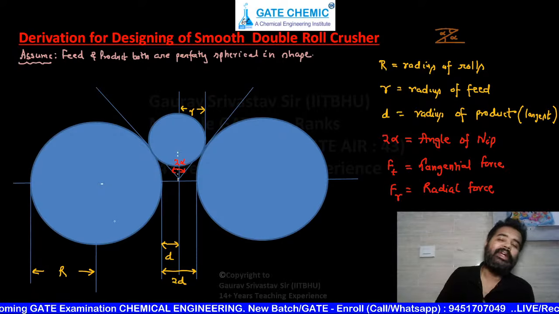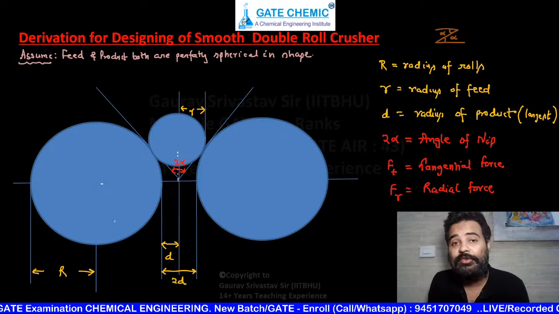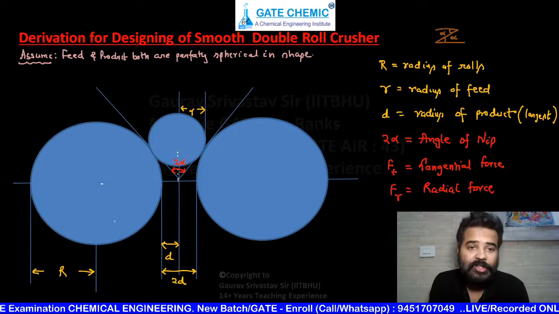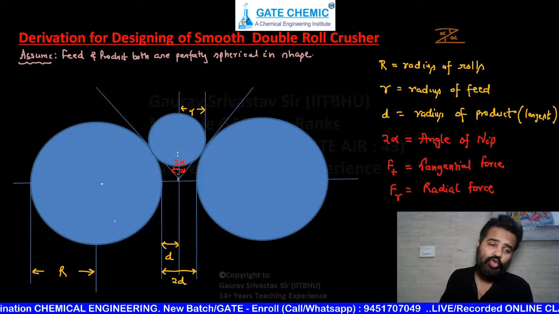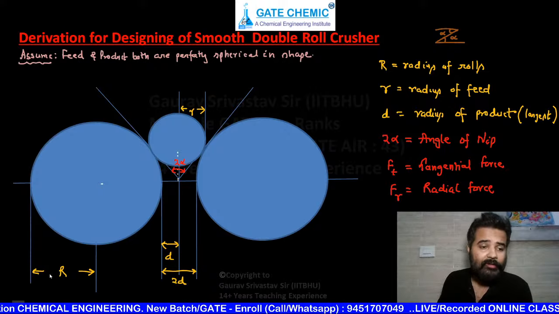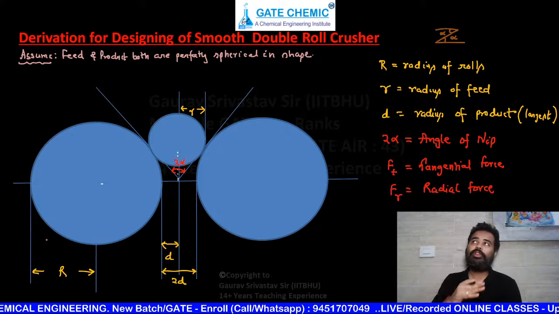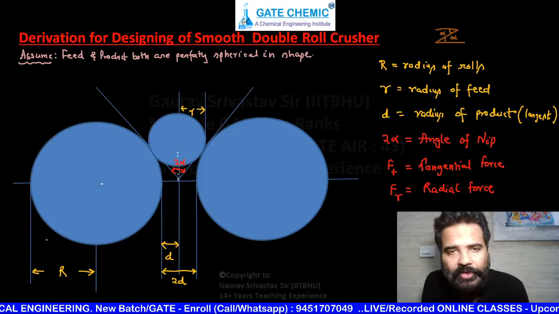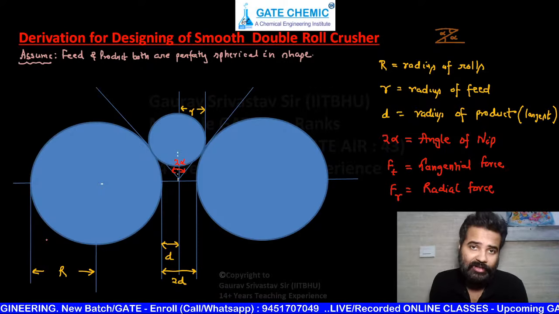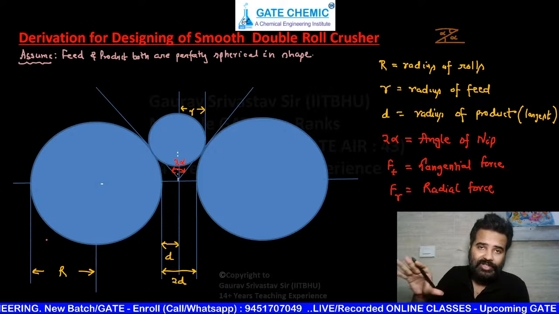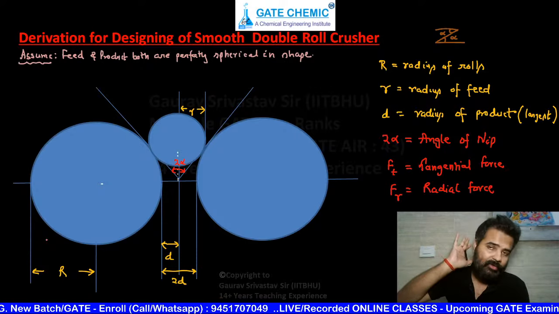Now the thing that is present especially in your syllabus that can be asked is double roll crusher, smooth double roll crusher. So just focus on this diagram, beta. I'm not going to derive. Okay, derivation we will skip in this crash course because we will derive only a few derivations that are important for your GATE examination. That type of derivation is asked, like a balance on CSTR, balance on PFR in CRE subject. Okay, these type of derivations we will do only.